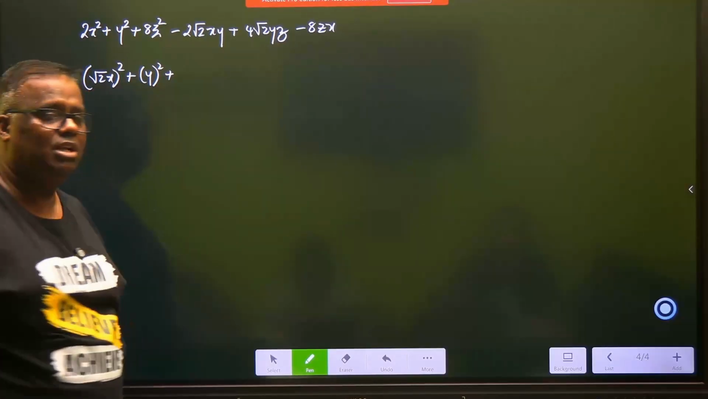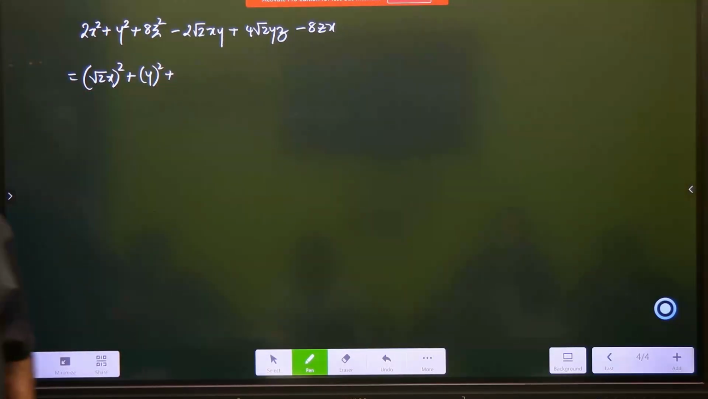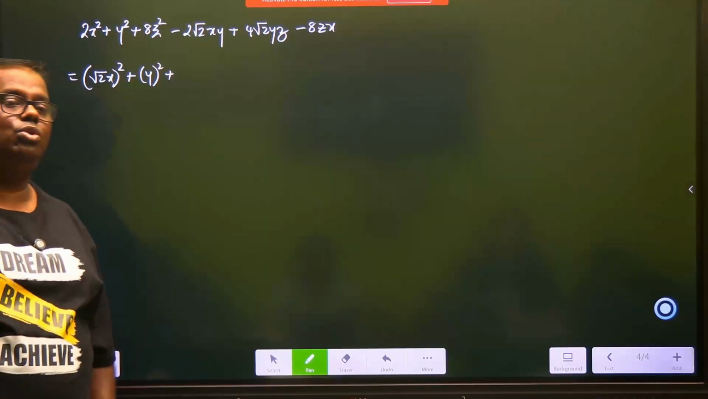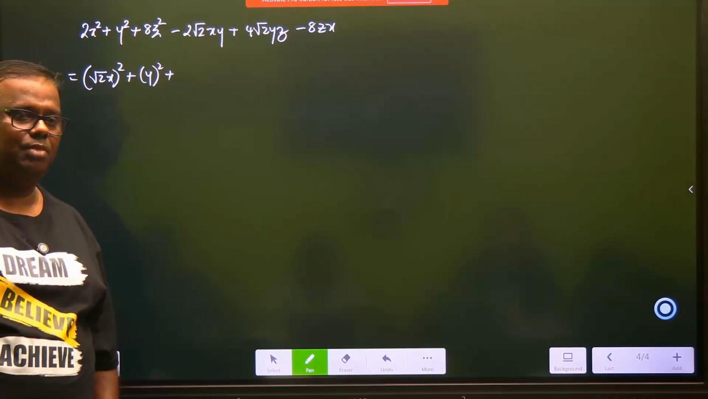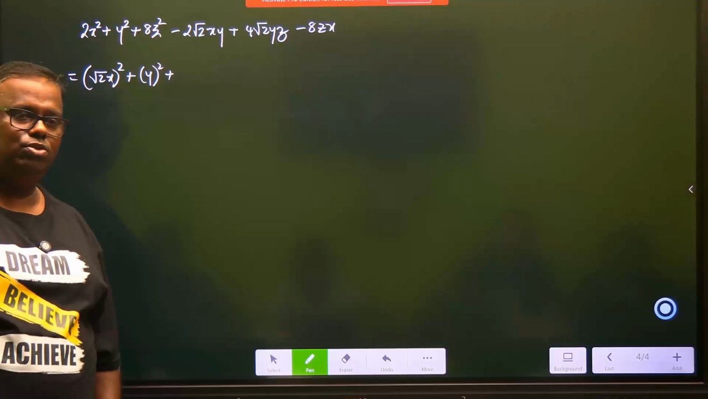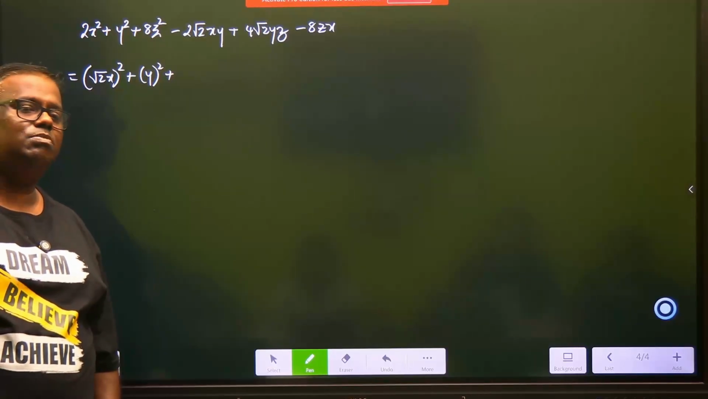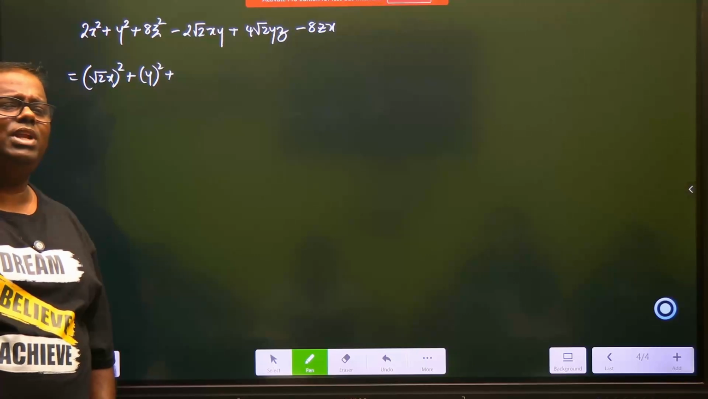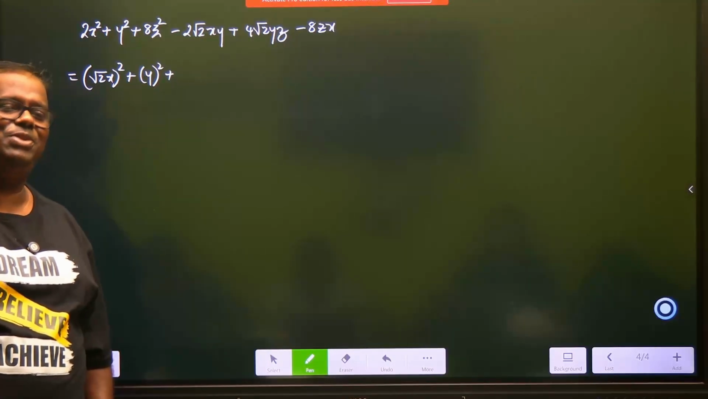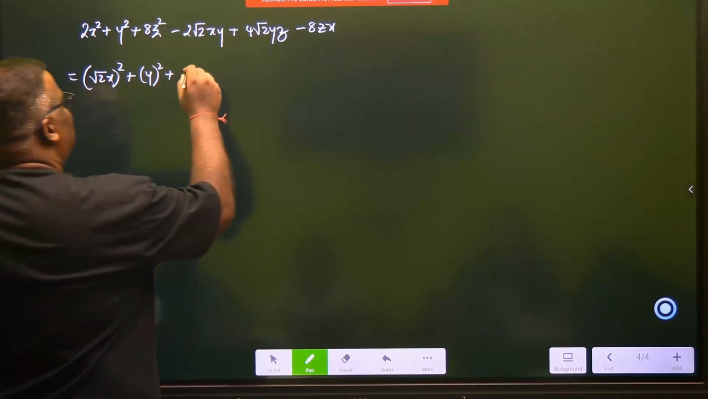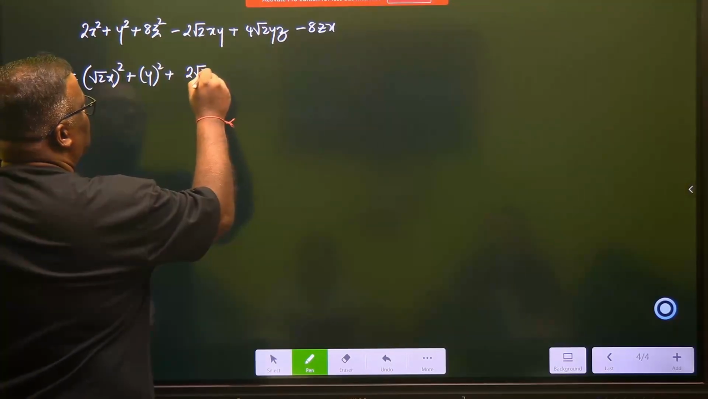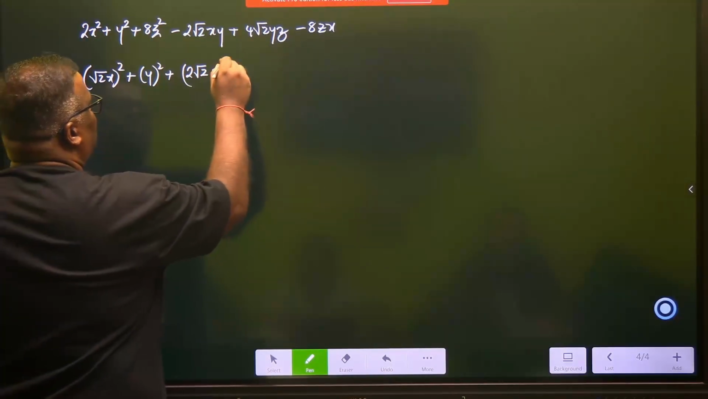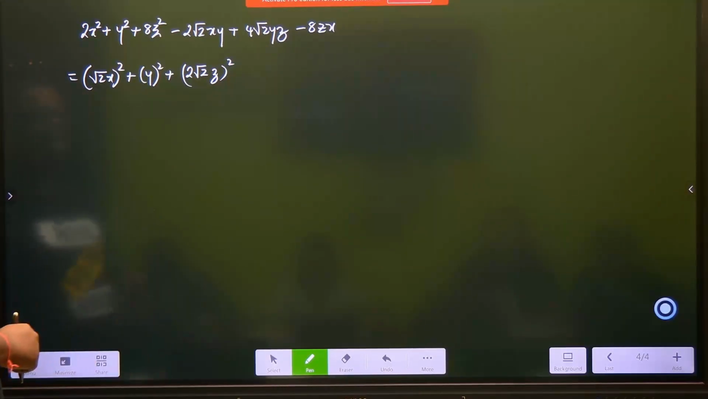8 can be written as 2 root 2 whole square. 8 is 4 into 2. So when the 4 comes out, it will be 2 root 2, right? Ara, what is the prime factorization of 8? 2 into 2 into 2. So we can write it as 2 root 2z whole square. Now we need to see what to do.